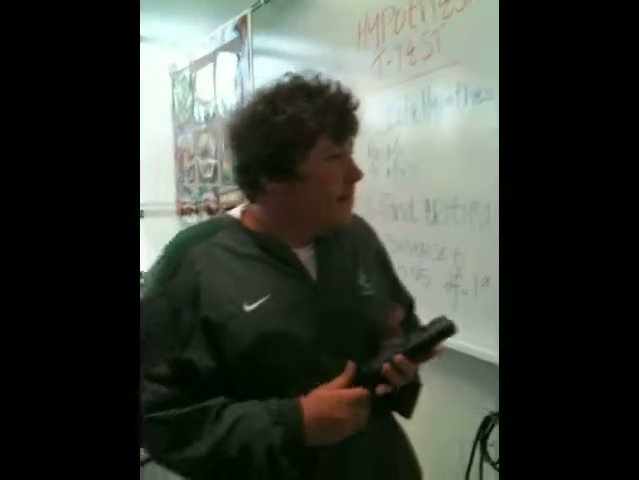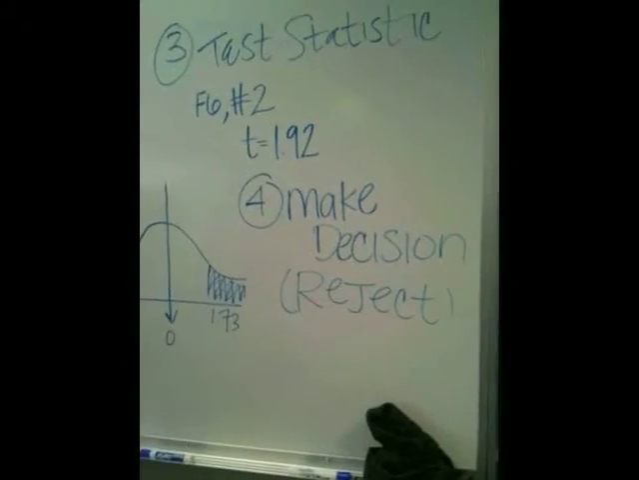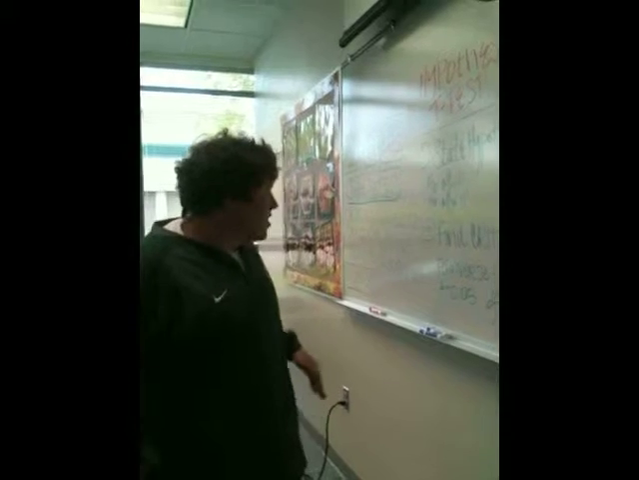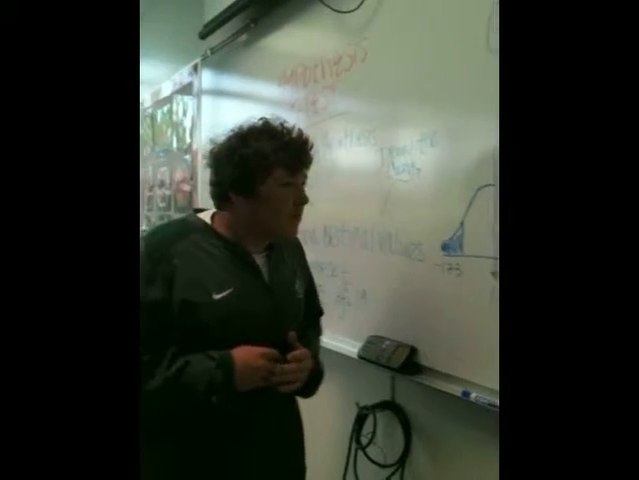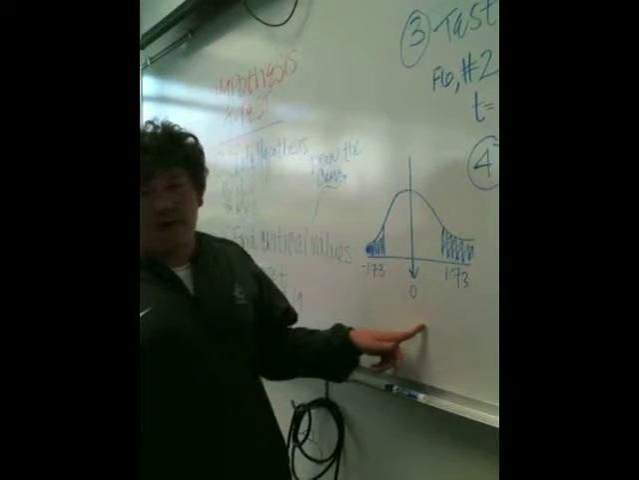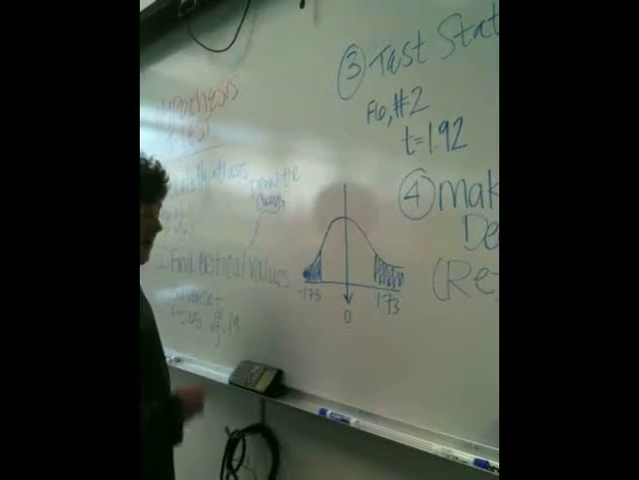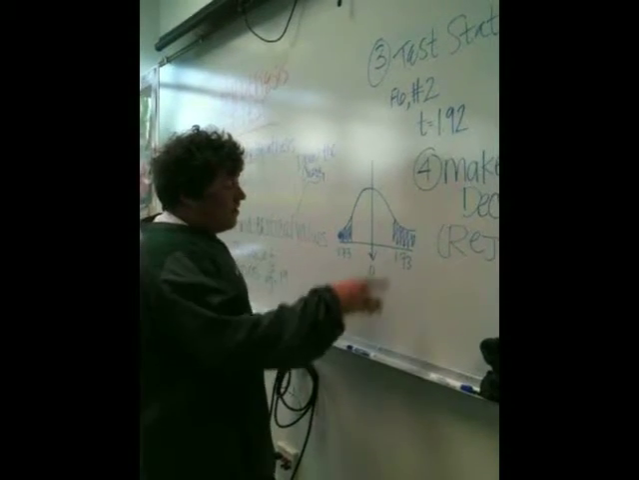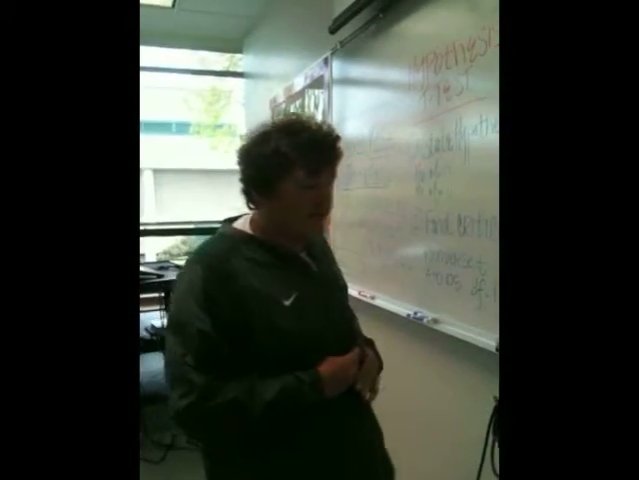Now that we have determined the test statistic using our calculator, we will move on to step 4, which is making a decision. The decision is determining if we reject the null hypothesis or we do not reject the null hypothesis. We determine that by figuring out if the test statistic fits into the critical values or not. In this case, the test statistic is 1.92, and our critical values, as you can see here, are plus or minus 1.73. Because it is larger, it is outside of the critical values. Therefore, we reject in this situation.